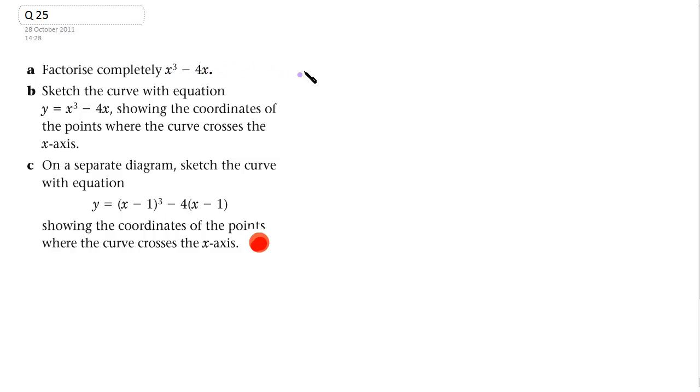Right, going to factorise this to start off with. x cubed minus 4x. We can see you have a common factor, x goes into both. Just take that x out, and that leaves us x squared minus 4. x times x squared gives us x cubed. x times minus 4 gives us minus 4x.